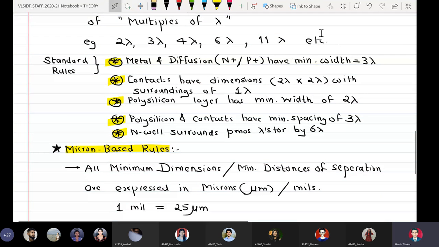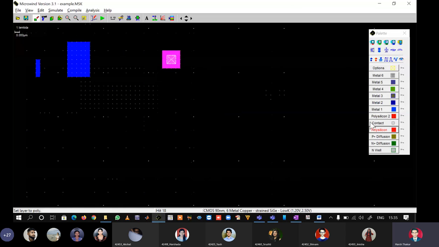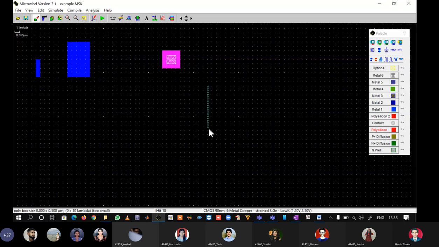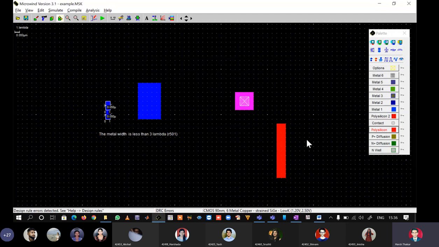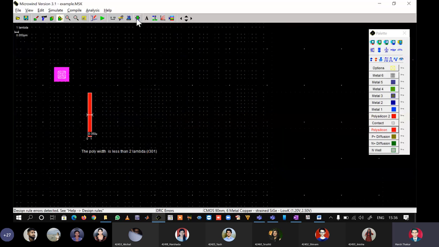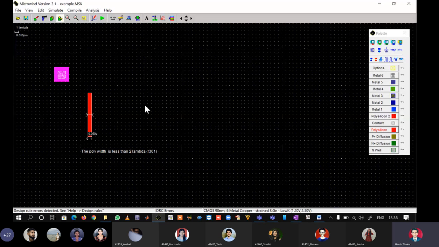Let us go to another rule. Polysilicon layer has a minimum width of 2 lambda. So let us draw polysilicon here and purposefully I will make it very, very thin. Okay, and I will run DRC. It did not give a DRC error because it found that it is wider. So I will cut it now. Let us do a DRC. Immediately it is telling the polysilicon width is less than 2 lambda, which goes to prove that if you are going to etch or fabricate a polysilicon layer on the wafer, the minimum width should be 2 lambda.